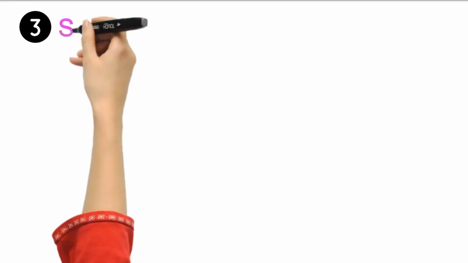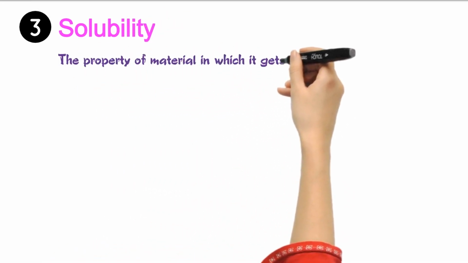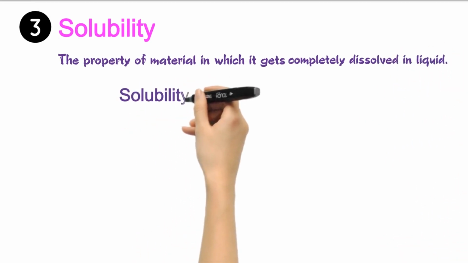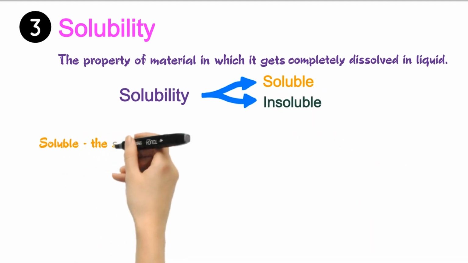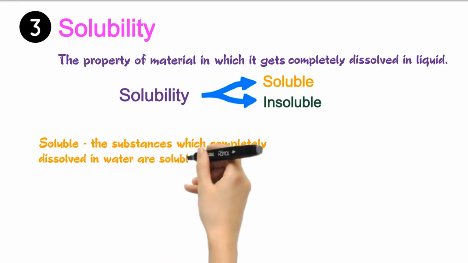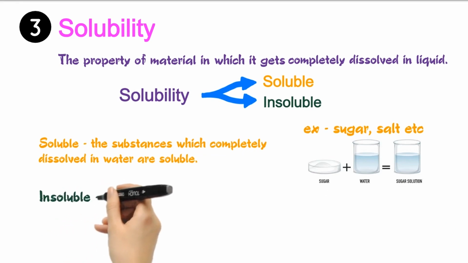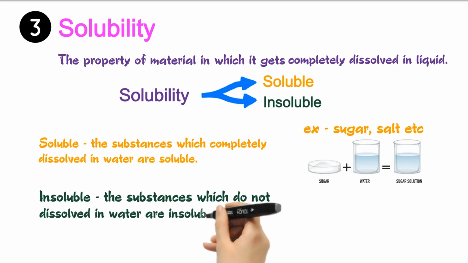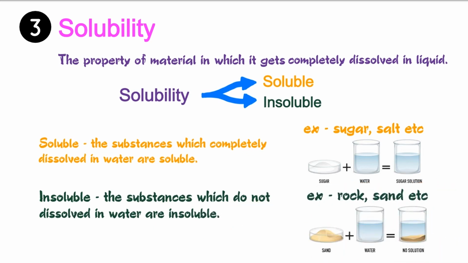Now let's start our third property, solubility. The property of material in which it gets completely dissolved in liquid. Solubility can be divided into two. One is soluble and another one is insoluble. Soluble: the substances which completely dissolve in water are soluble. For example, sugar, salt, etc. Insoluble: the substances which do not dissolve in water are insoluble. For example, rock, sand, etc.